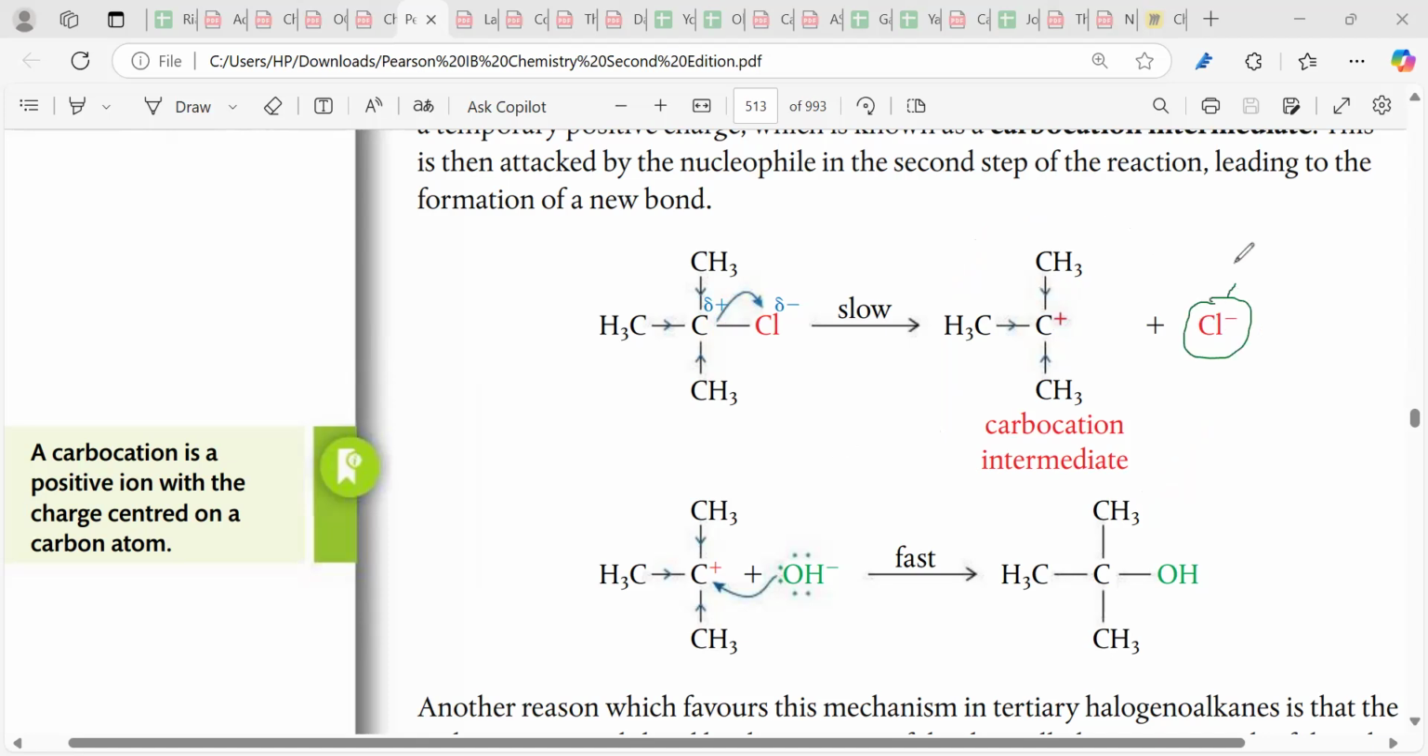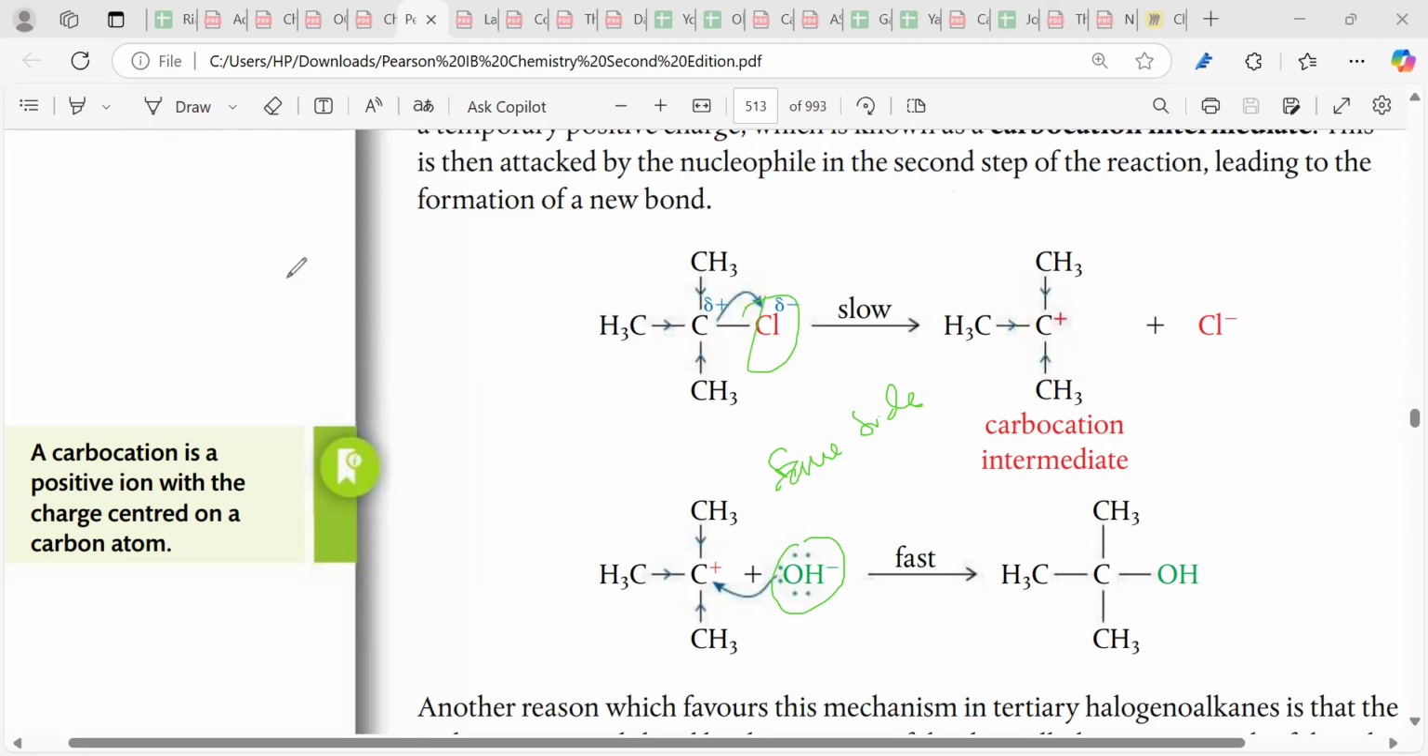The Cl minus will be recombining back. So if somehow the positive charge is lowered, that helps, isn't it? The positive charge will be lowered by electron pushing. Is it clear? Because an alkyl group, I told you, has a positive inductive effect. It will be lowering the carbocation charge, stabilizing it. The next step is what? The OH minus will be attacking from the same side. Here it's very important: the same side as the Cl minus left.